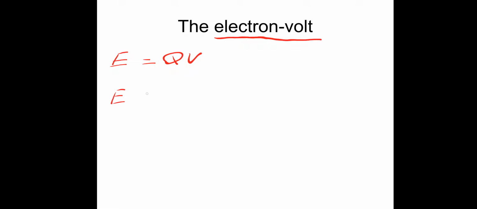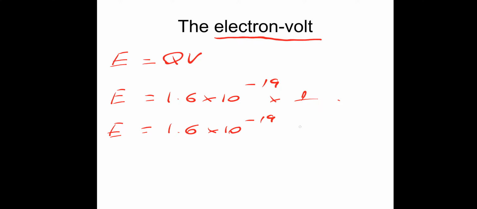So for the energy gained, the charge of an electron is 1.6 times 10 to the minus 19 coulombs, multiplied by a voltage of 1 volt. That gives an energy gained of 1.6 times 10 to the minus 19 joules, and we call that 1 electron volt. So 1 electron volt is 1.6 times 10 to the minus 19 joules. You can be asked to do conversions when given an energy in electron volts. Let's have a look at an example.